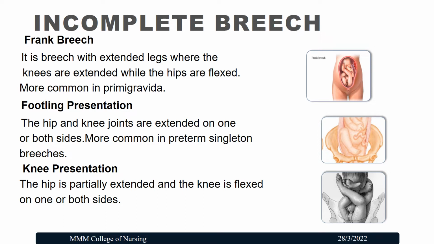Incomplete breech. The first one is frank breech. It is breech with extended legs, where the knees are extended while the hips are flexed. It is more common in primigravida. Footling presentation: the hip and knee joints are extended on one or both sides. It is more common in preterm singleton breeches. Knee presentation: the hip is partially extended and the knee is flexed on one or both sides.